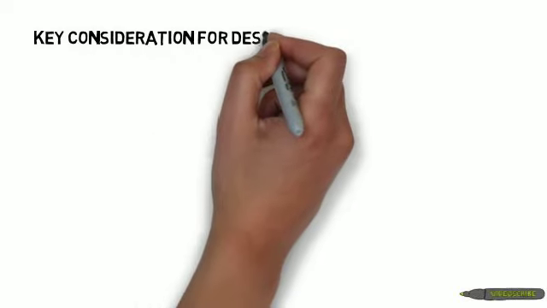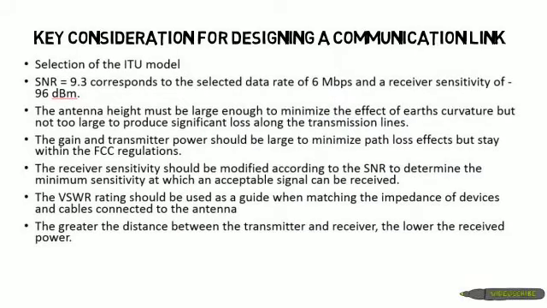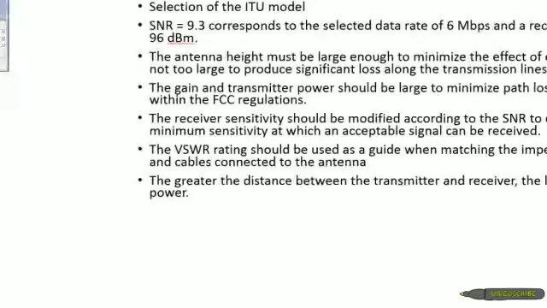The following are key considerations for designing a communication link. This includes the practical and fundamental limits during link design and the selection of a propagation model based on the type of environment required.